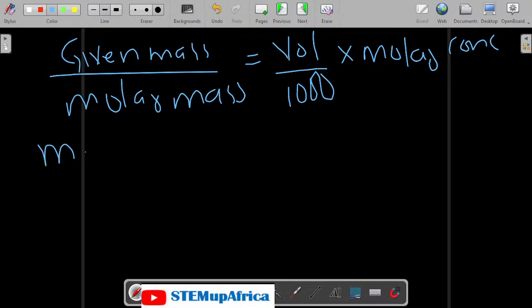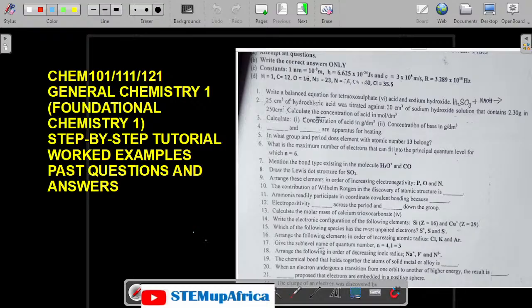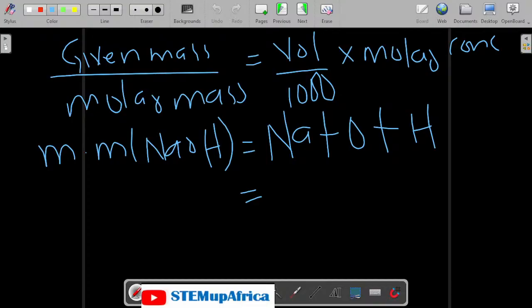Molar mass of sodium hydroxide. I will just sum them up, which is sodium plus oxygen plus hydrogen. If you go back to the question, we are given some atomic masses. You can see that hydrogen is 1, carbon is 12, oxygen 16, sodium 23, nitrogen 14, calcium 40, chlorine 35.5. So in place of sodium I'm putting 23, oxygen is 16, hydrogen is 1.